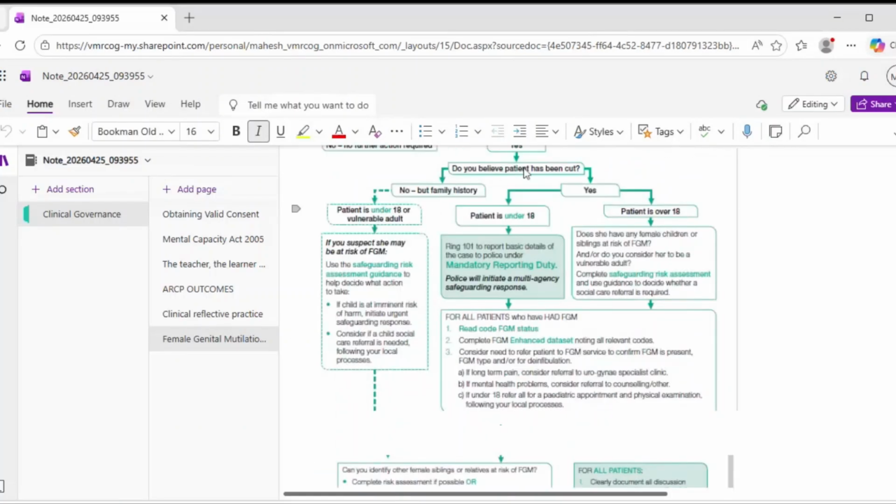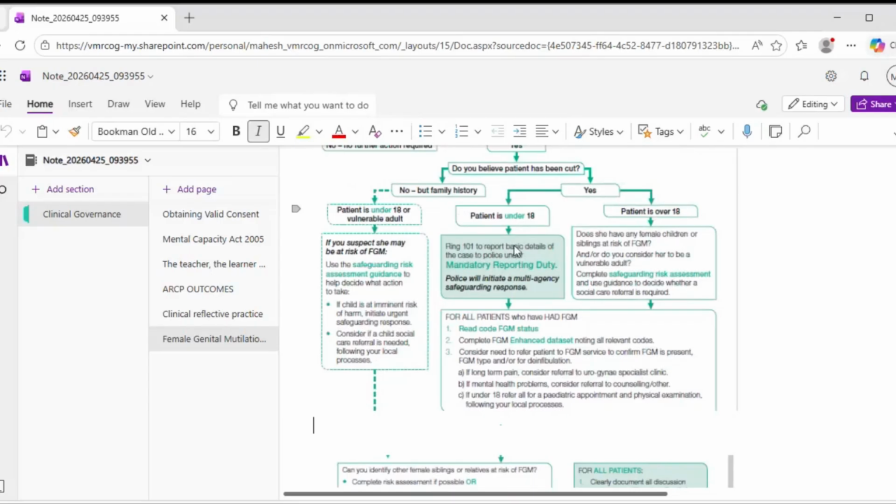Now coming to the case where the patient comes from the community and on the history we believe the patient has undergone FGM, then we will look at the age of the patient. If the patient is under 18, then it is mandatory for us to inform the police. That is the mandatory reporting duty. See here, mandatory reporting duty: the patient has undergone FGM, and the patient is under 18.